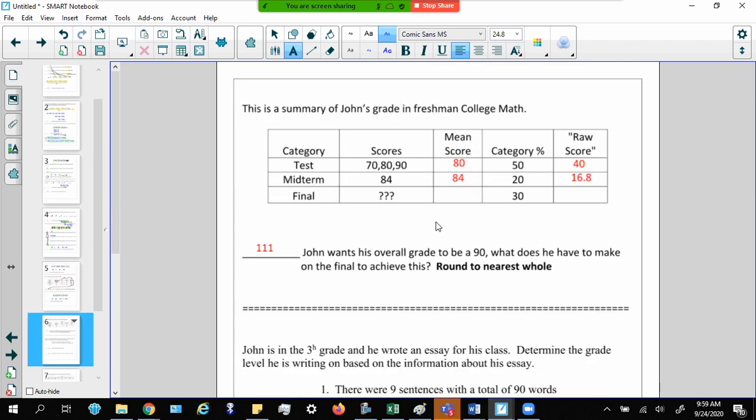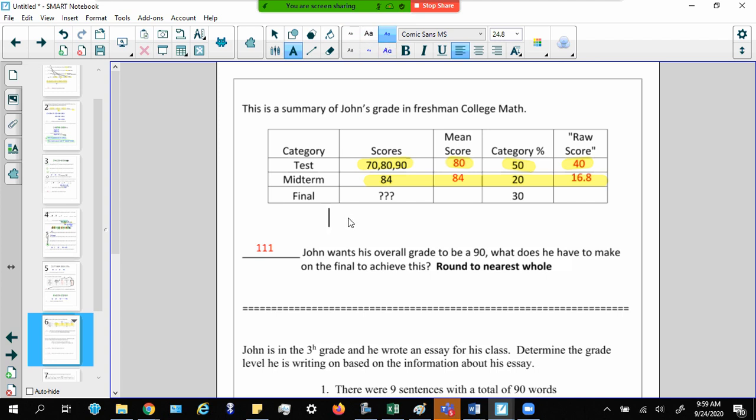What's the next one? Next one is we have to figure out what John needs to have in the class. He wants to make a 90 in the class, and we have to figure out what his overall grade is. The first part of this is relatively simple. Remember, take all these scores, average them to get the mean score, and then times it by 50% to get 40. So you should know how to get to this point here. Now, if you remember the relationship, in fact, I'll do a two-step.